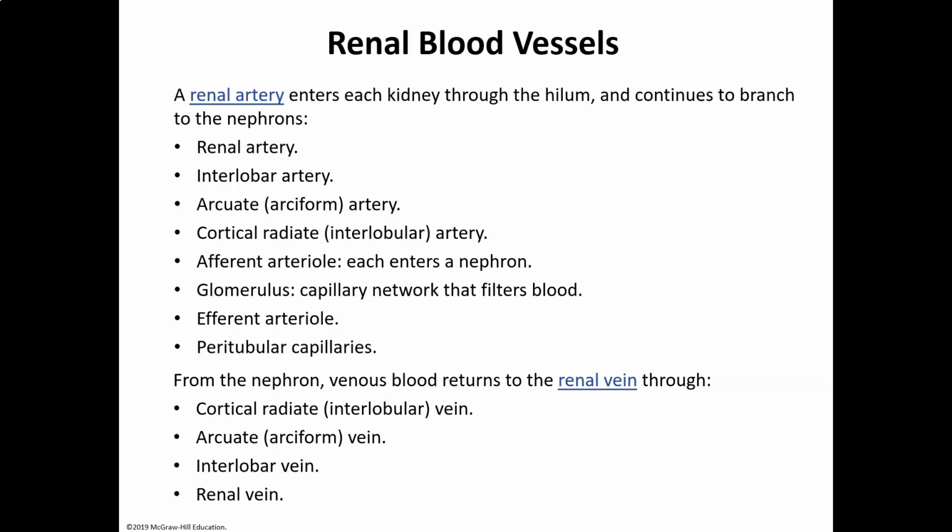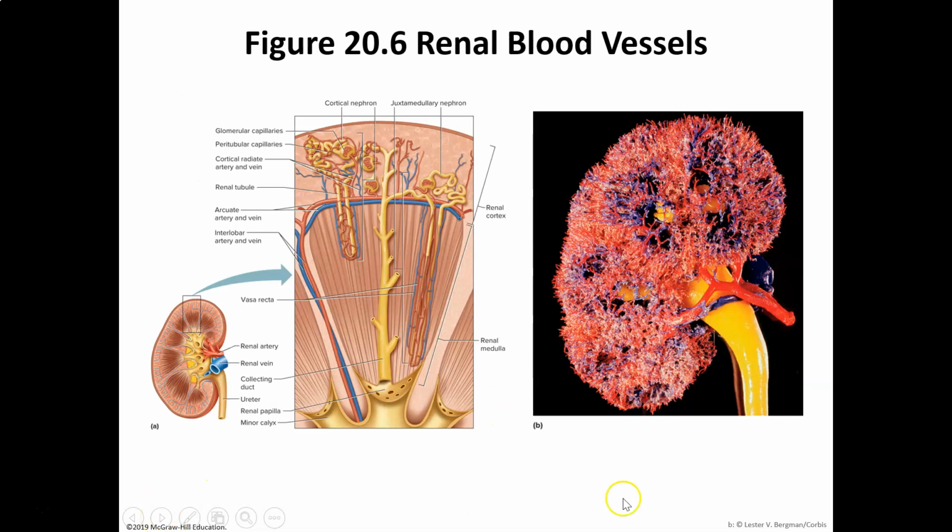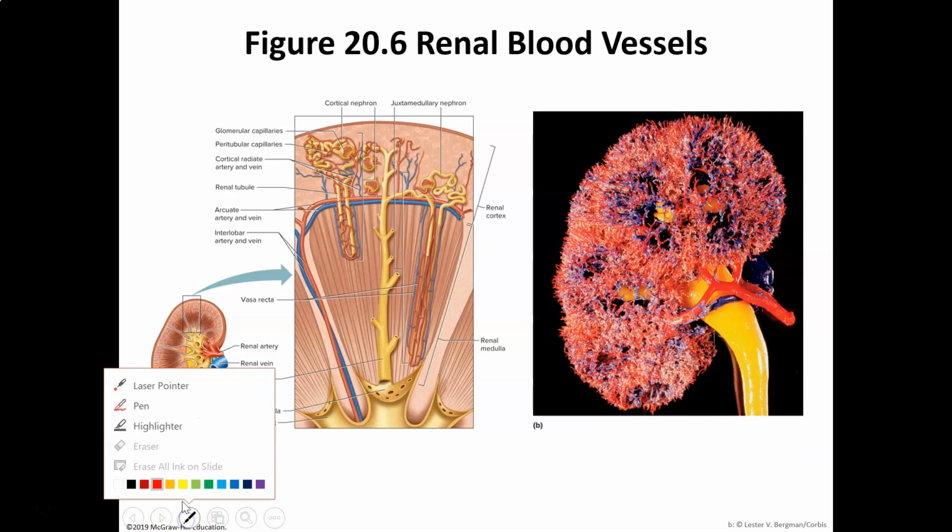So here are the arteries that branch into the kidney, and they branch and branch and branch, and of course they get smaller and smaller into these tissues that are called afferent arterioles and efferent arterioles. This is the path into the kidney, then the path out of the kidney. It's a lot easier to look at it when you actually see pictures.